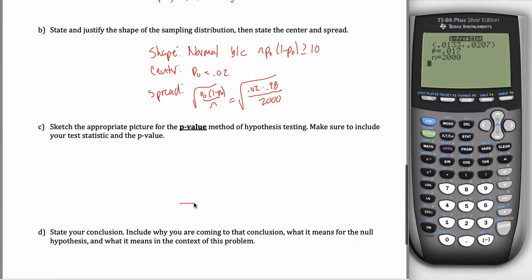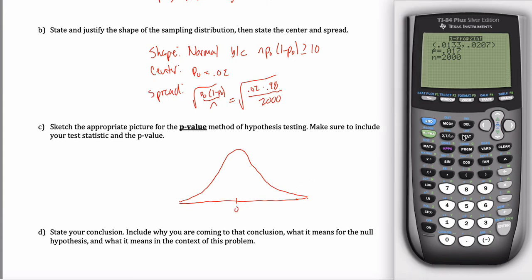Appropriate picture of the p-value method of hypothesis testing. Nice. Classical's a little bit more tedious than p-value. Need to do a couple extra steps. It's late at night. I'm happy to just be doing the p-value here. What I can do for the p-value picture, start out with my normal distribution. Since I'm writing normalized values, I'll throw a 0 in the middle. Go to stat and then test. It's a 1 prop z test.